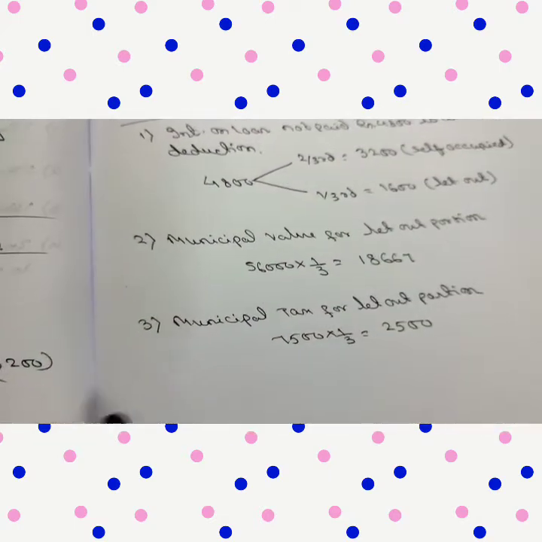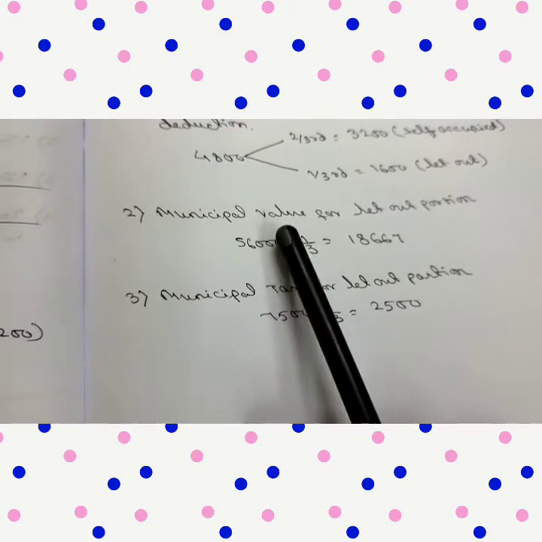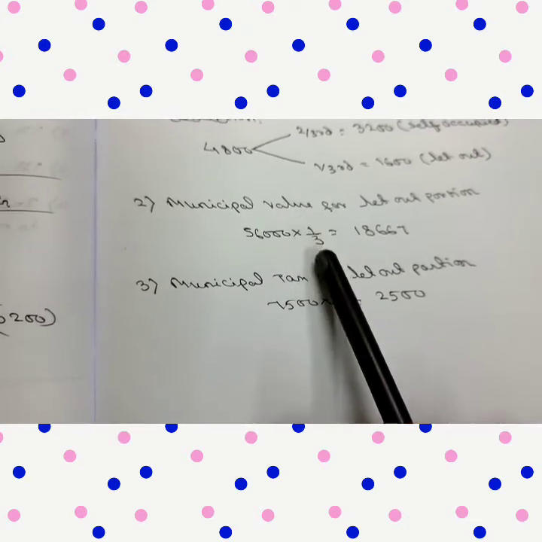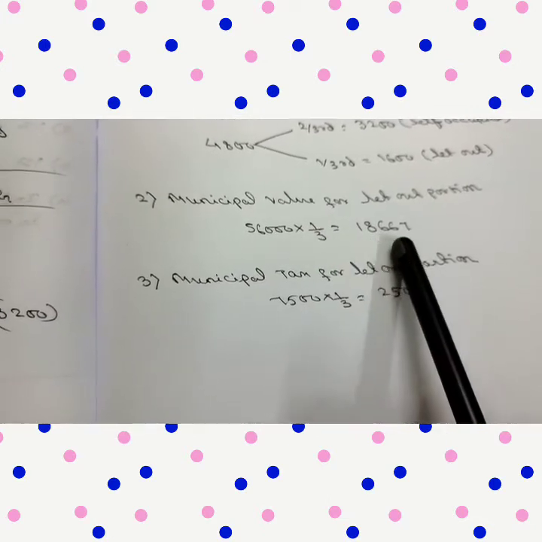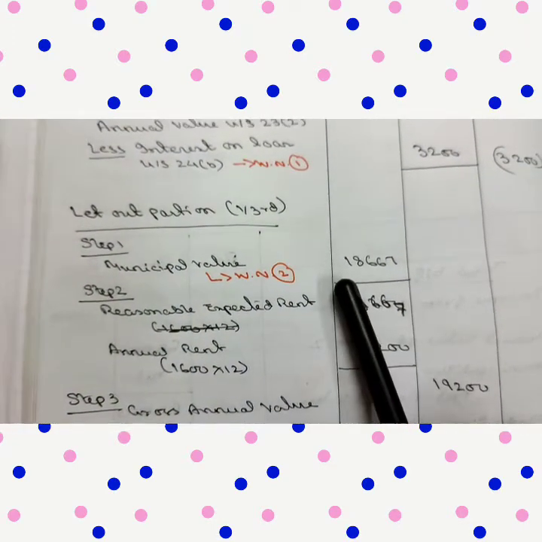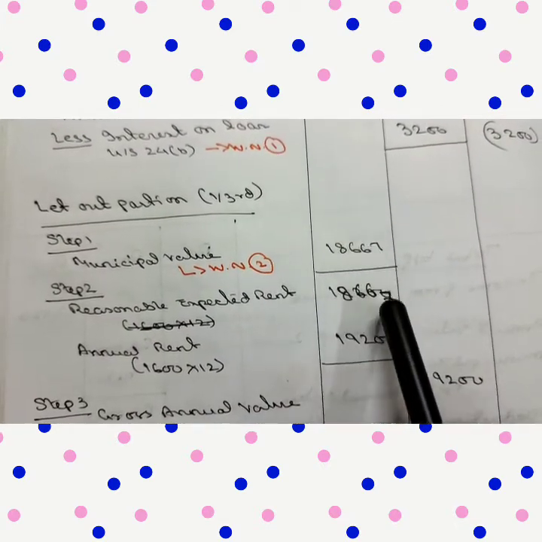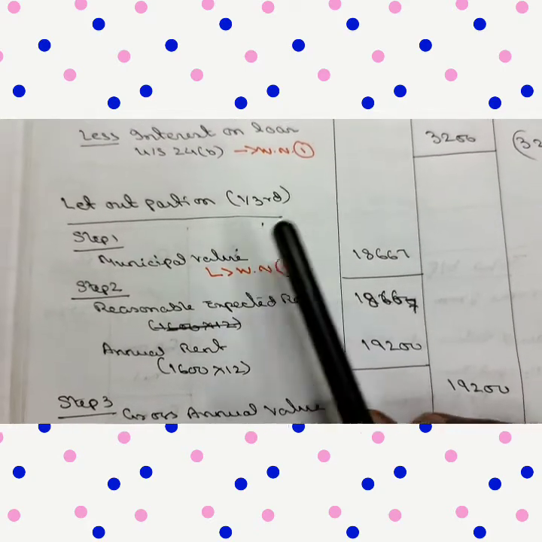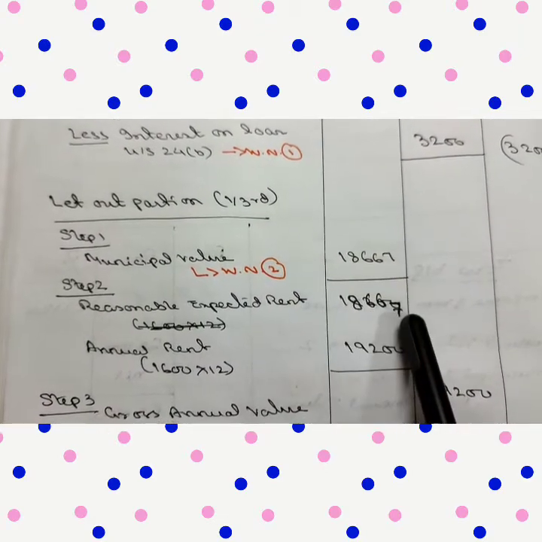Come to the working note. Municipal value for the let out portion. Total municipal value of the house is 56,000. But of this total house, 1/3 is let out. So you have to take municipal value for the 1/3 part, that is 18,667. Okay, municipal value is 18,667. Step 2, reasonable expected rent. This is your reasonable expected rent because no other value is there. So reasonable expected rent is this municipal value.